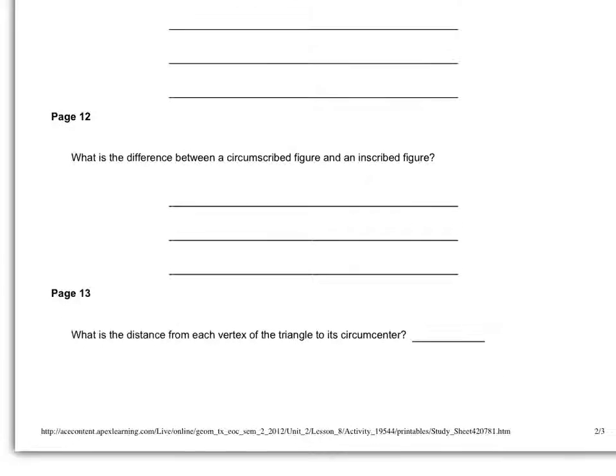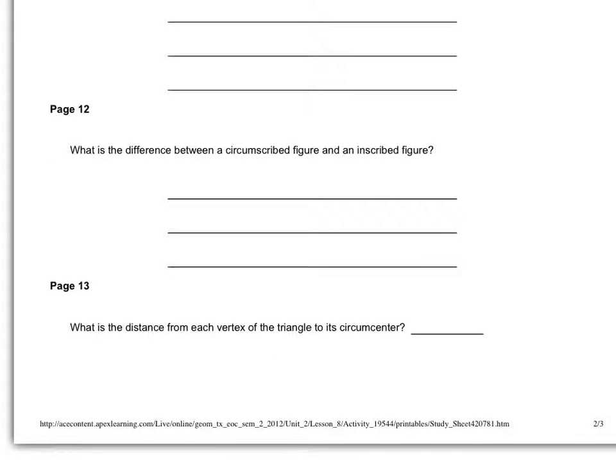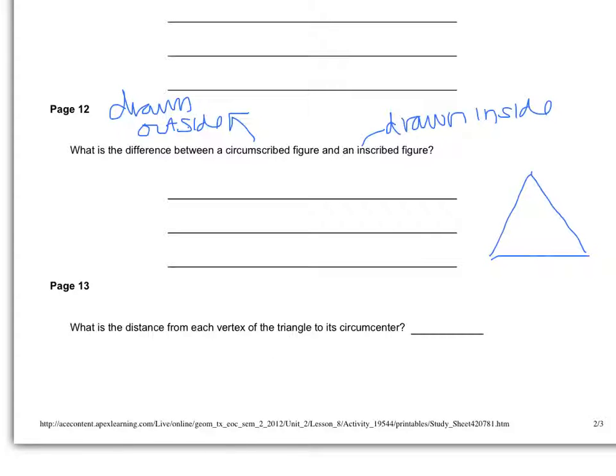It says, what's the difference between a circumscribed figure and an inscribed figure? Inscribed means it's drawn inside. Circumscribed means it's drawn outside. So if I wanted to circumscribe, here's my triangle again, just like we had earlier. If I was going to circumscribe it, I would not draw a circle inside, I would draw a circle outside. So this would be a circle circumscribed around a triangle.